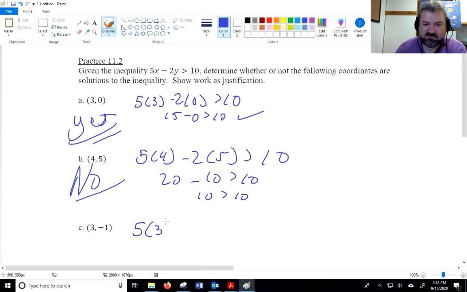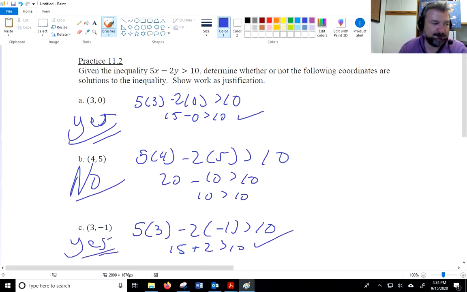5 times 3 minus 2 times the negative 1. Is that greater than 10? Well, that's 15 plus 2, which is 17. That's definitely greater than 10. So, yes, that's a solution.